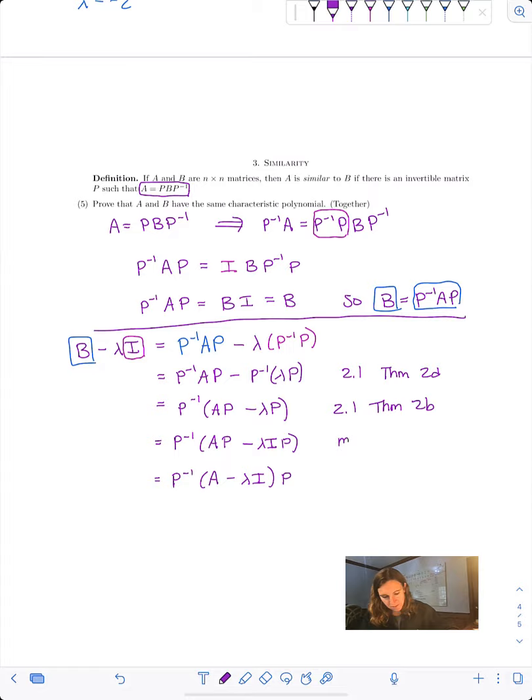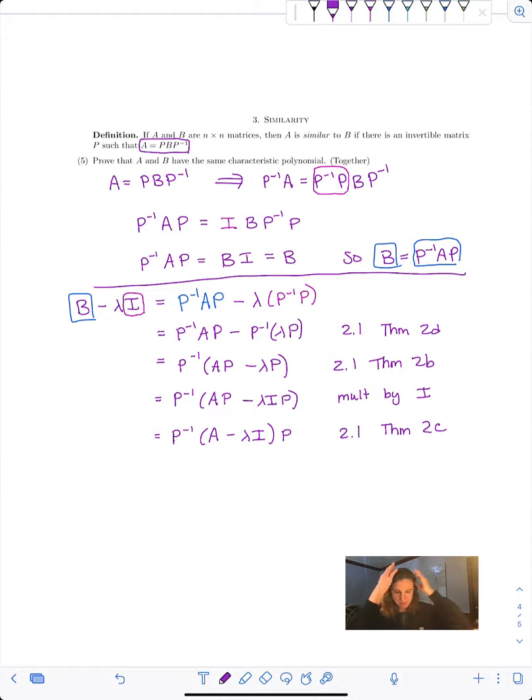So this is just the reason we could stick that identity in, because multiplication by the identity doesn't change anything. And now we're doing the other side of the factoring. And so that is theorem, I believe, 2C from section 2.1. Okay, so now what's nice about this, it might not look so nice if you haven't seen this before, but we've got an A minus lambda I and a B minus lambda I. So let's go ahead and see what happens when we take the determinant of both of these sides.